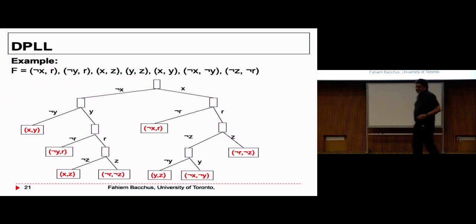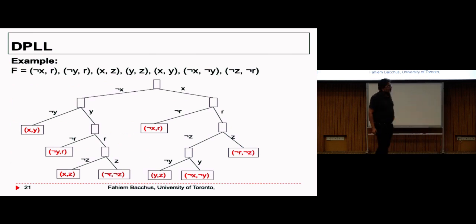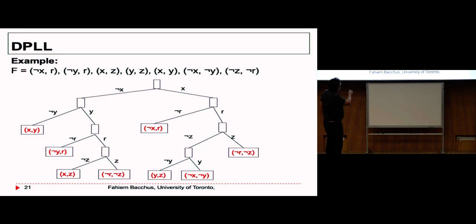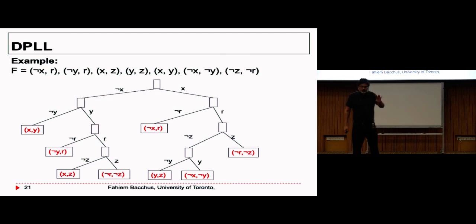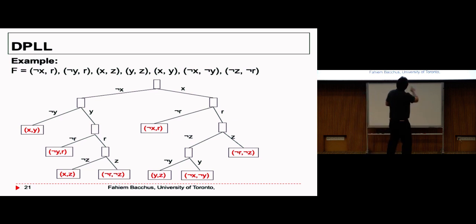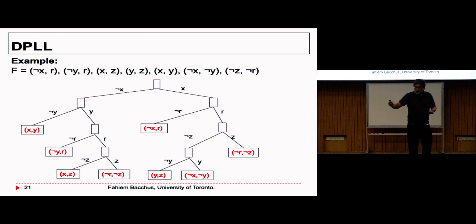Okay, so if we do an example run of DPLL on this simple formula, what we see is that, first of all, we can branch any way we wish. So over here, under not X, I've decided to branch on Y, whereas over here with X, I've decided to branch on R. And that actually is quite important for the efficiency. If you always branched on the same variable at every level, you would generate what's called an ordered resolution, and that's known to be less powerful.